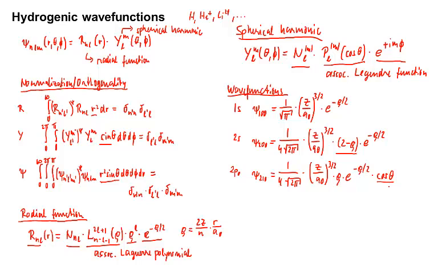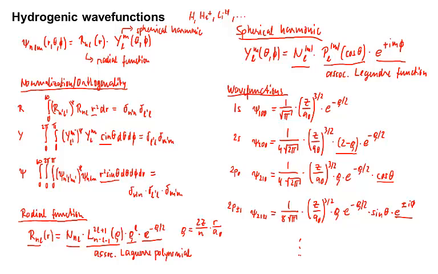Last, let's look at the 2p plus minus 1 functions. They are psi 2,1,±1 equals 1 over 8 times the square root of pi times (Z over a0) to the power of 3/2 times rho times e to the negative rho over 2 times sine theta times e to the plus minus i phi. M is non-zero, so now we have the complex phi exponential at the end. In contrast to the previous wave functions, this one now is actually complex.